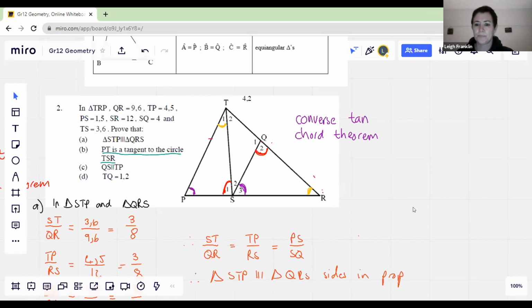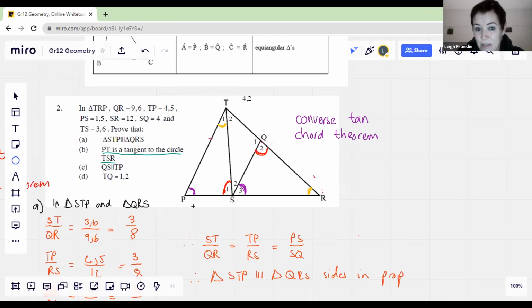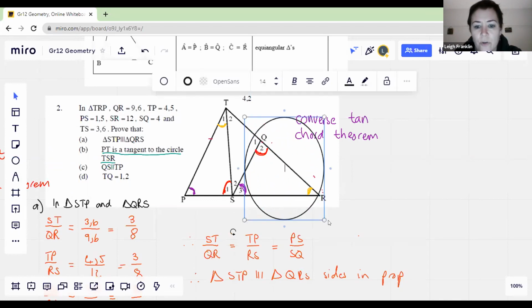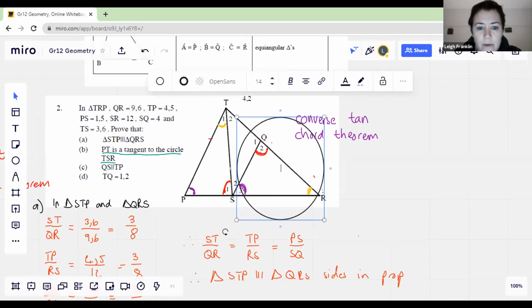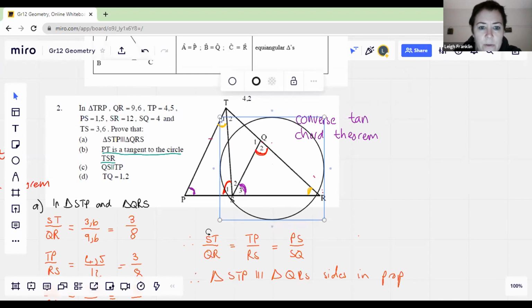Okay, so now there is a make-believe circle. Okay, it doesn't actually exist. All right, and they've called it TSR. So what that means for us is that this circle, let's just see if I can do this. Hang on.